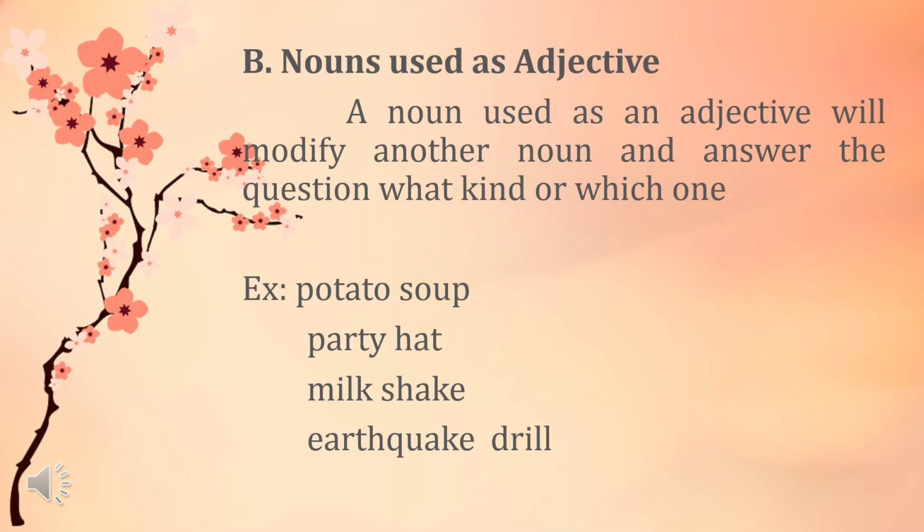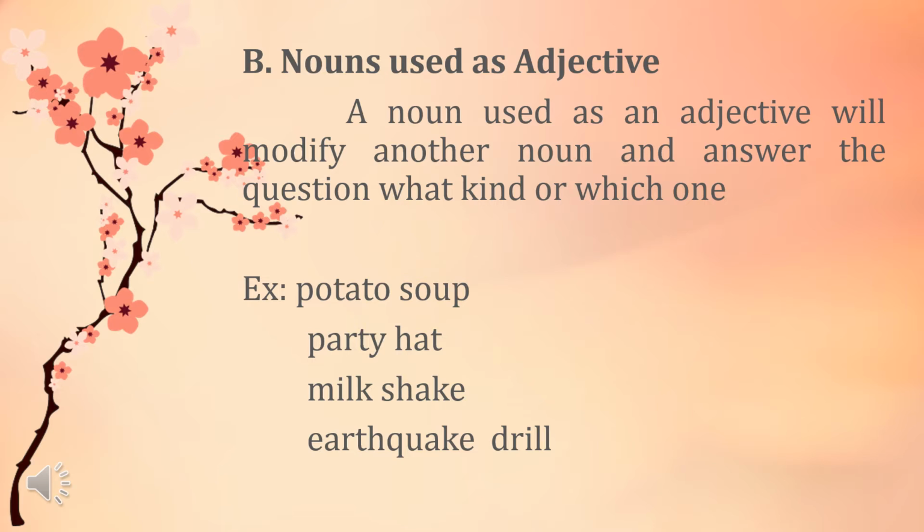Let's have another classification of adjective, and that is nouns used as adjective. A noun used as an adjective will modify another noun and answer the question what kind or which one, just like what I have mentioned a while ago in the previous slide. For example, potato soup. Another thing, party hat. Next one, milkshake. And lastly, we have earthquake drill.